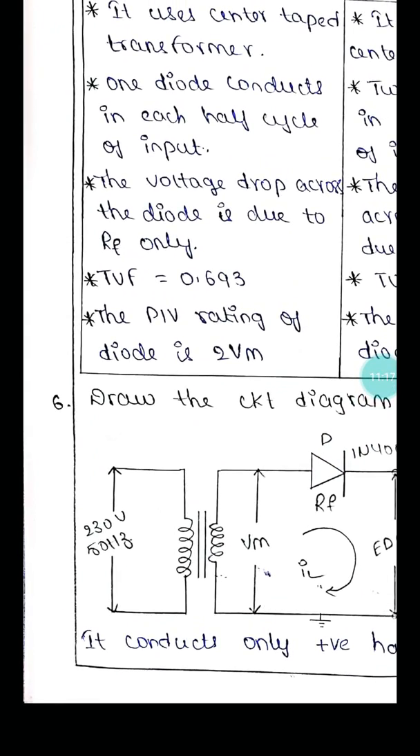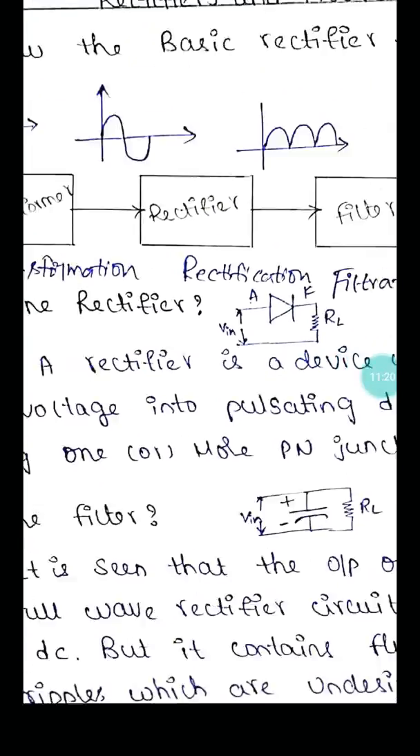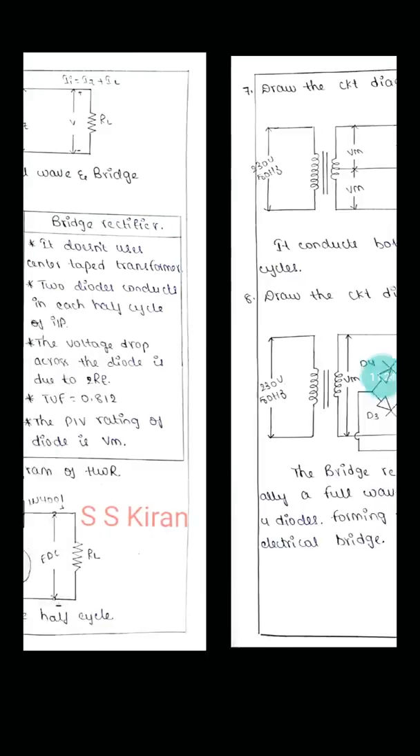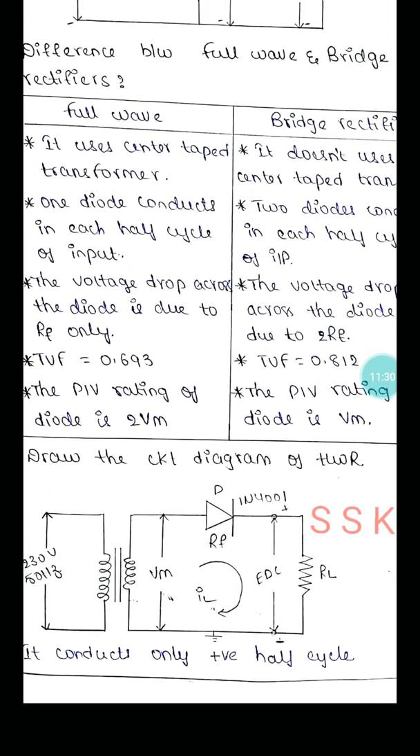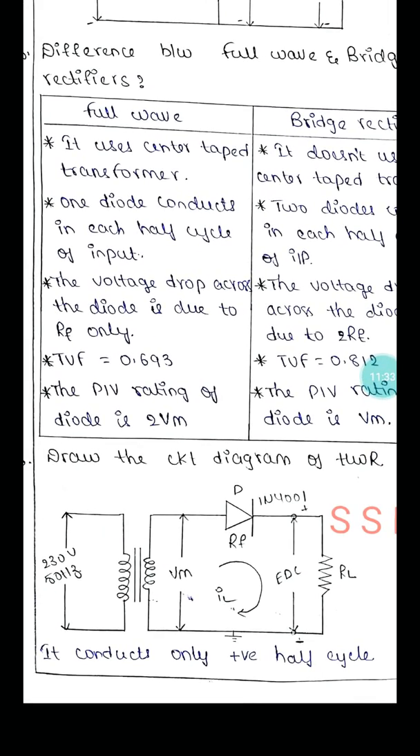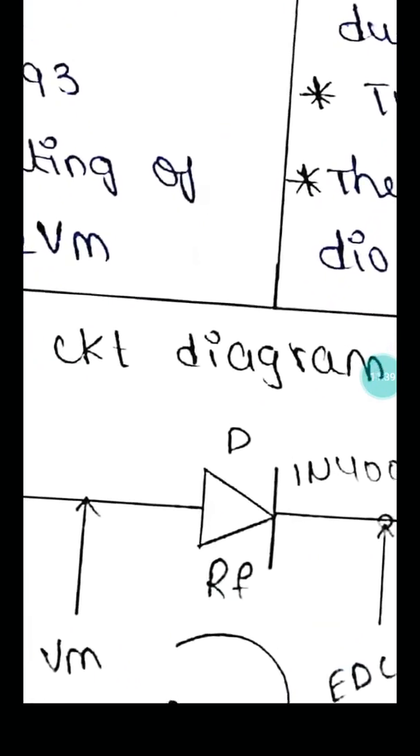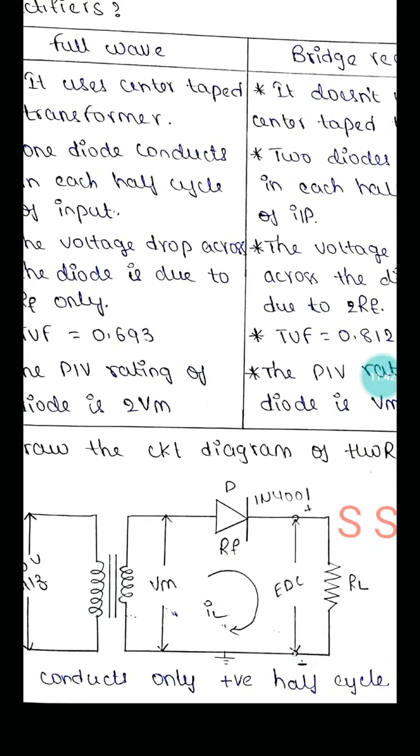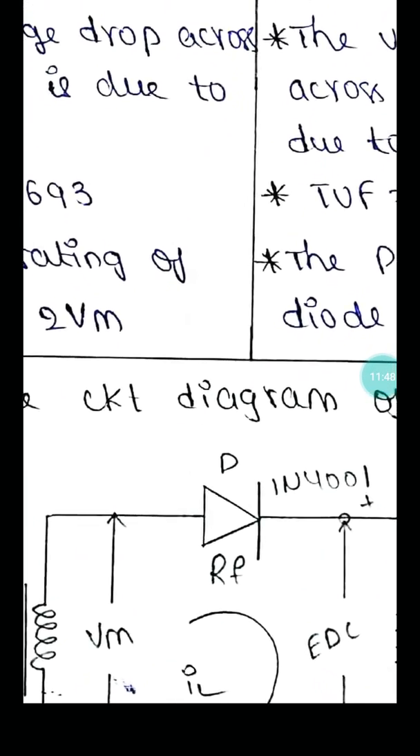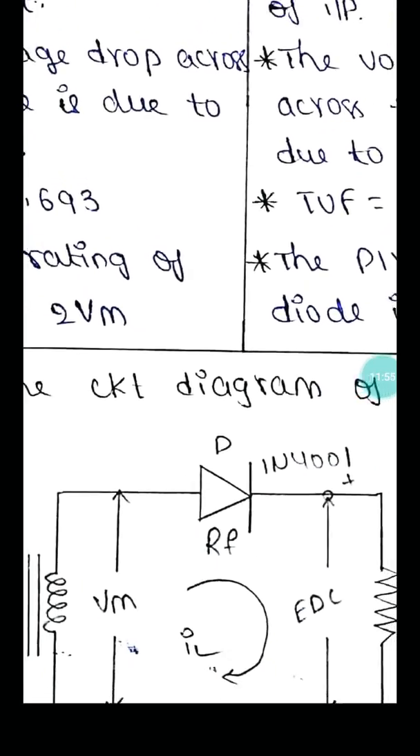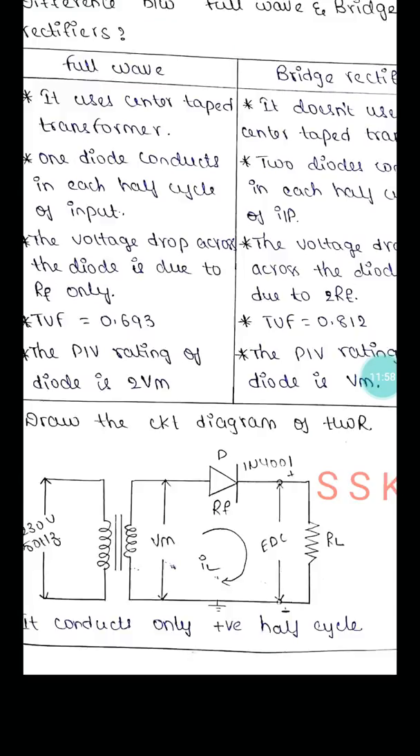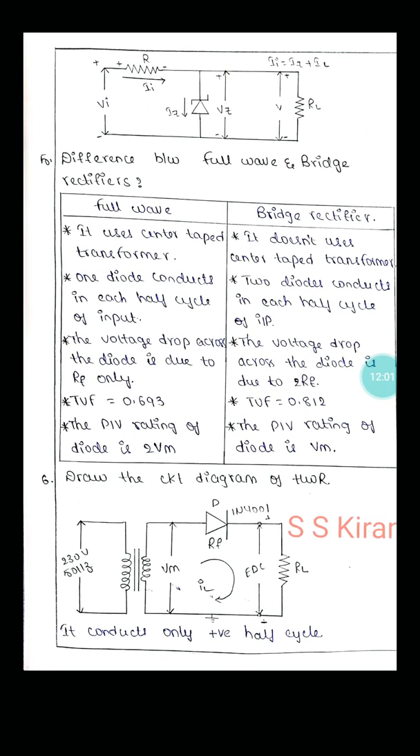Now again, what do we have to connect here? The rectifier. After the transformer, you have to connect the rectifier. One diode can act as a rectifier. Then one RL, the load resistor. This is the circuit diagram of the half wave rectifier. What is the operation? It conducts only the positive half cycle, and obviously it does not conduct the negative half cycle. Okay, this is the circuit diagram of the half wave rectifier.